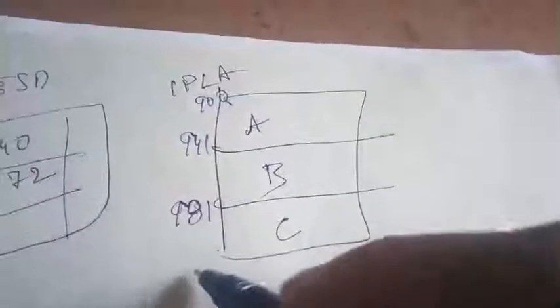Then B is loaded from 941, and if the length is 40, it will load till 981. Then if you have one more segment and the length is 10, it will load from 981 to 991. So this one is 40 length, this is 41 length, this is 10 length. If you have the initial address, then I can load all three segments of the program. Clear? Understood? So we want this data structure.